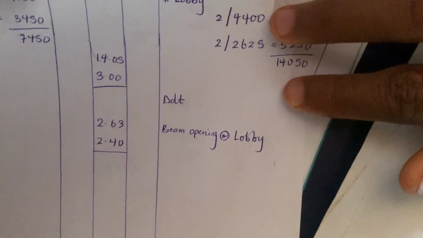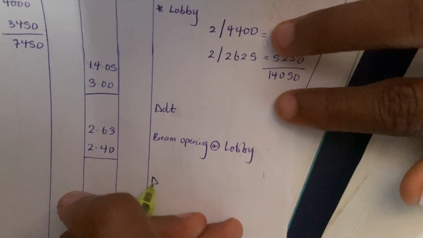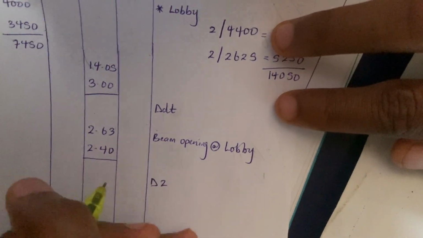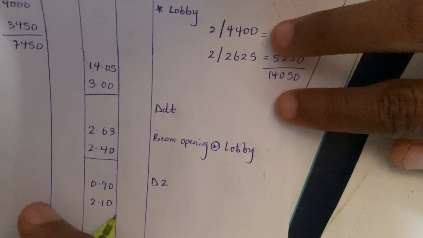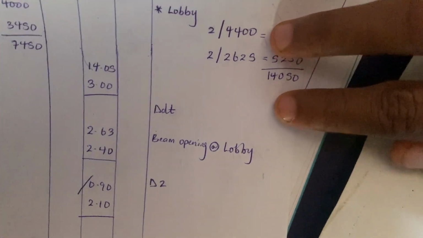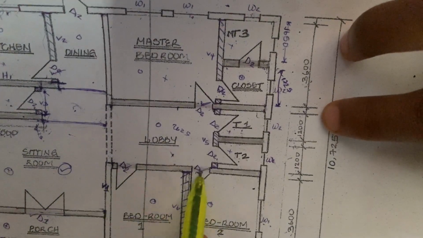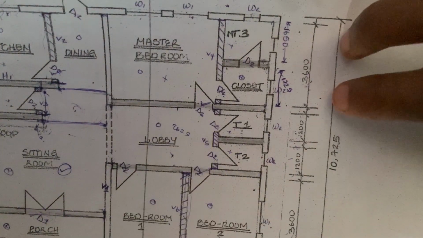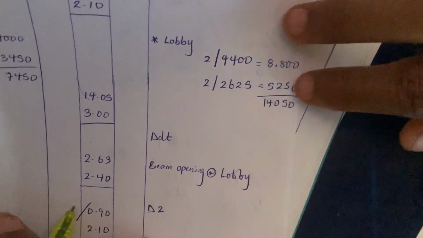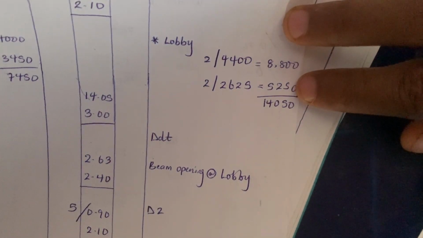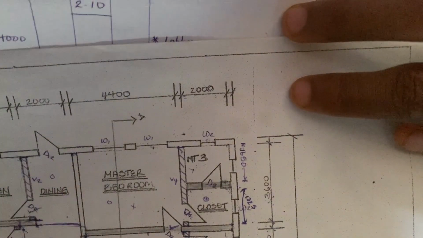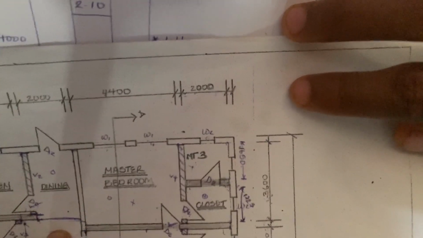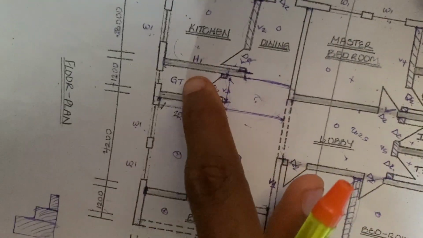So the dimension of the door 2 is 0.90 by 2.10, and then we close. Then we times it by the amount of the door 2s we have in that area, and that is 1, 2, 3, 4, 5. Times it by 5. So doing that, we booked for the lobby. Next will be the sitting room, the dining, and this entrance to the guest toilet.